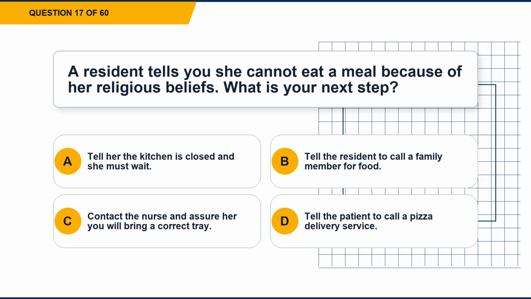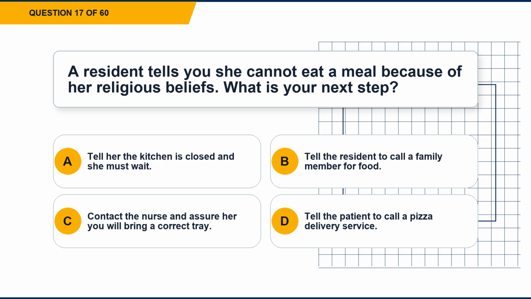Question 17. A resident tells you she cannot eat a meal because of her religious beliefs. What is your next step? Option A, tell her the kitchen is closed and she must wait. Option B, tell the resident to call a family member for food. Option C, contact the nurse and assure her you will bring a correct tray. Option D, tell the patient to call a pizza delivery service.